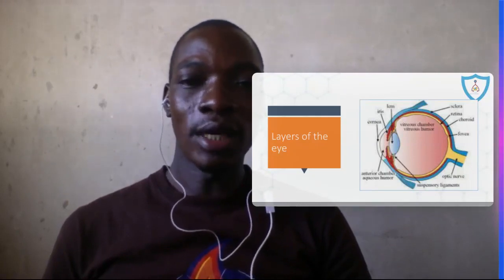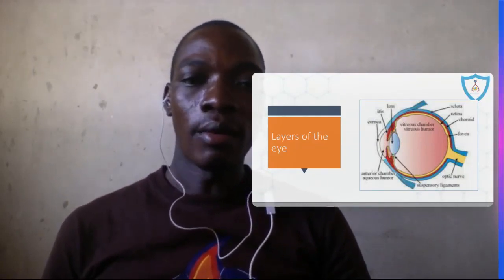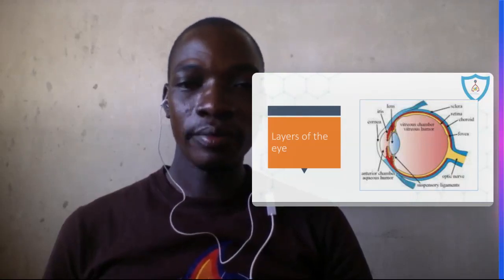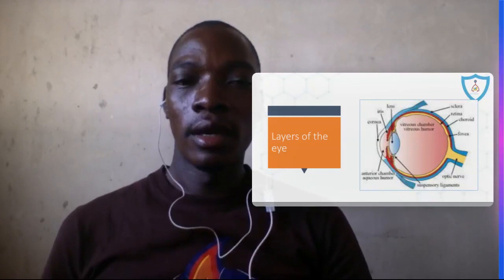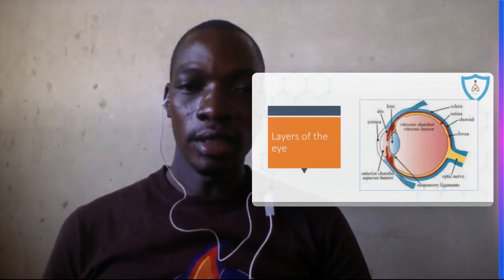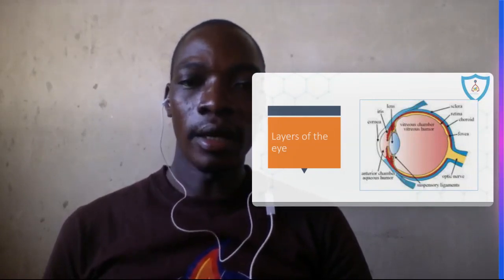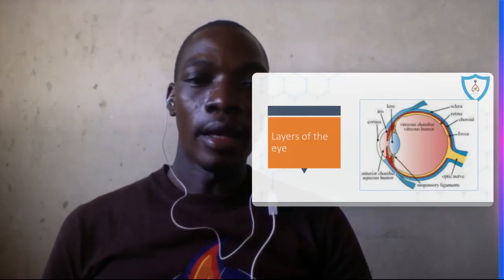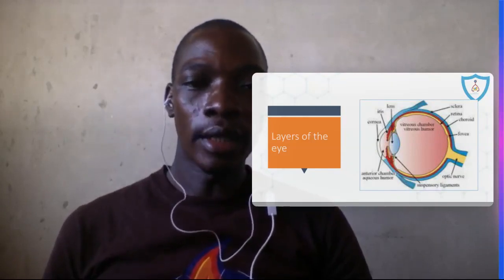The lens is the major refractor, and after that the light passes through the vitreous humor, a thick jelly-like fluid found in the eye that gives the eye its shape and rigidity, and then that light is going to fall on the retina.